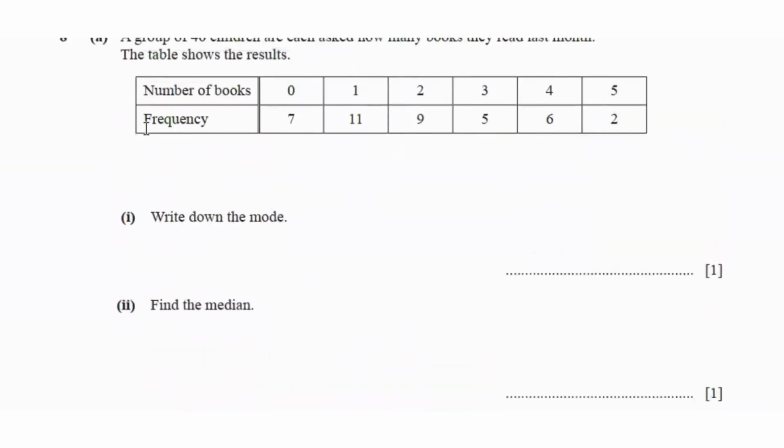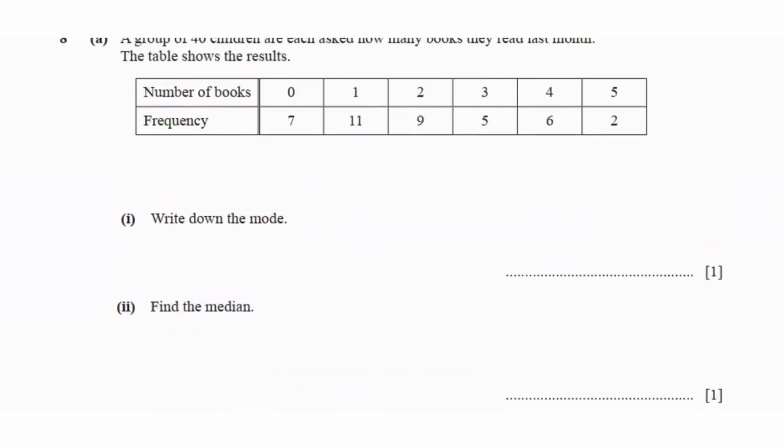It says calculate the mean. So for the mean, this is x and this is f. Mean value is sigma fx divided by sigma f. Sigma fx is your sum of the product of these two, and sigma f is your sum of frequency, which is 40 in this case.